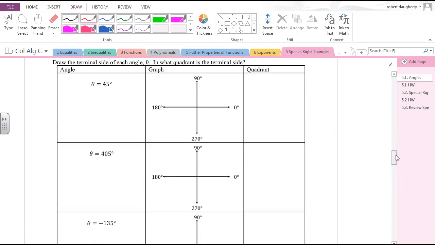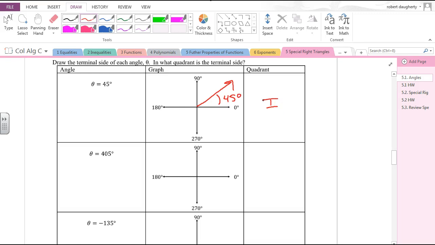So let's draw a few more angles. Some of these I think we have done. So 45 degrees, just to get comfortable with it, you should know that that angle goes right here, okay? That's 45 degrees. I often will not draw the initial side. I mean, it's just understood that's where it is, okay? So that's a 45 degree angle ending in quadrant 1.